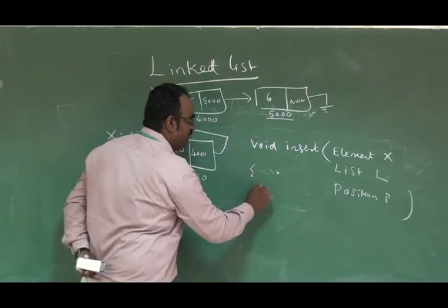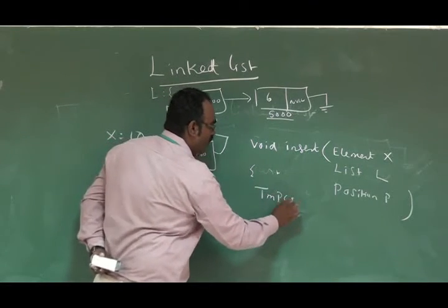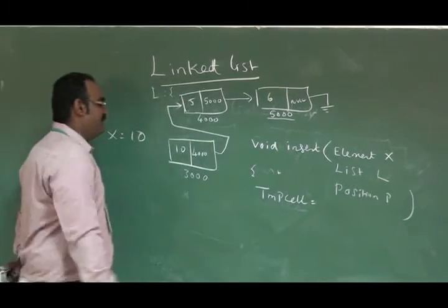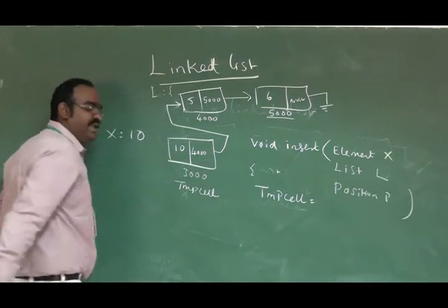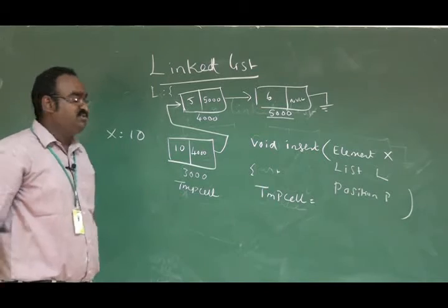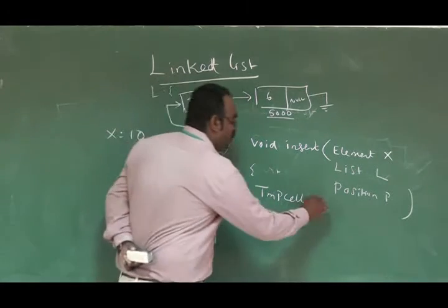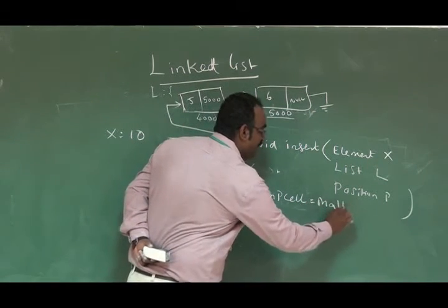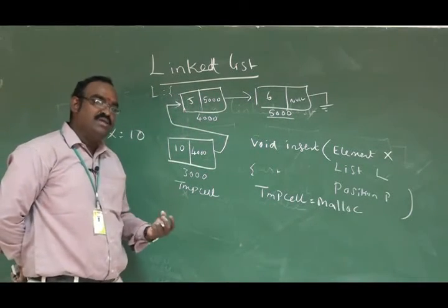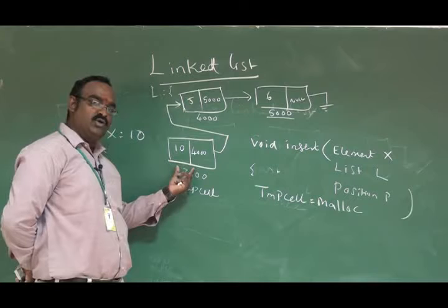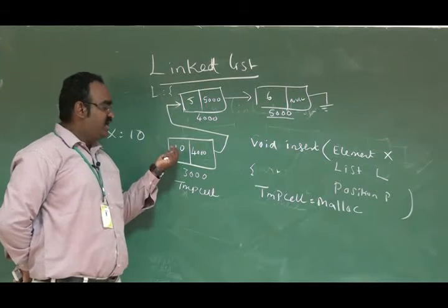Then you have to create one node. One node is identified by the temporary cell, temp cell, which is the newly created node. What is temp cell? We have to allocate the memory for that. So malloc is the function used in C which allocates memory for the particular node. This is an integer list, and 10 is an integer value.